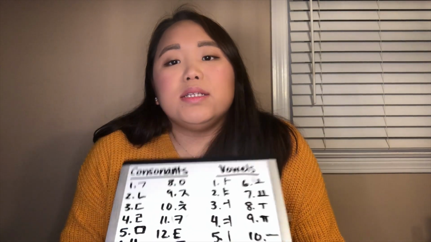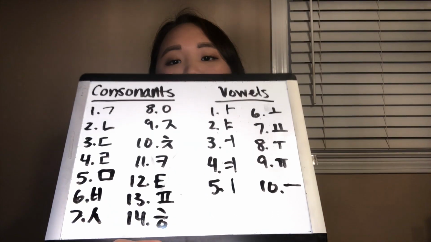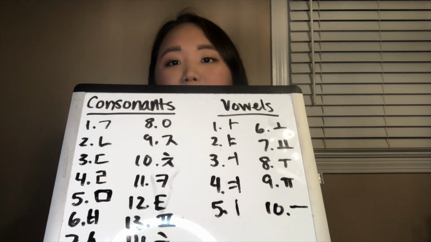Alright guys, so these are your consonants and your vowels. These are the 14 simple consonants and your 10 simple vowels. And we will go over the double consonants and the compound vowels in another video. But I wanted you guys to get a hold of the simple consonants and simple vowels and go and practice. Practice makes perfect. I truly believe that. And practicing is very important when learning a language. So I hope that this helped you guys.